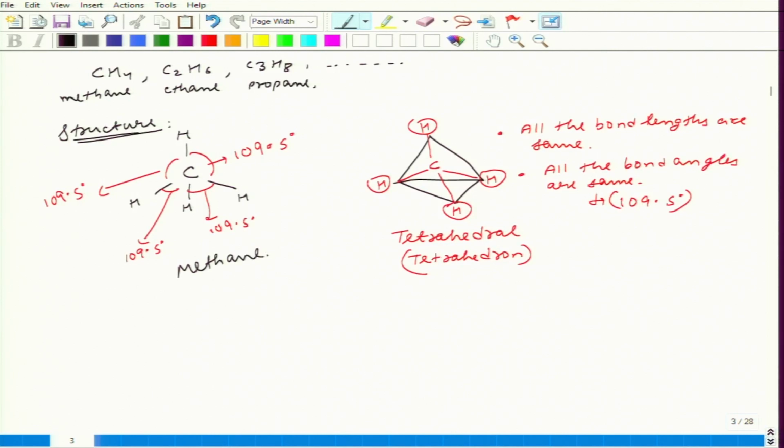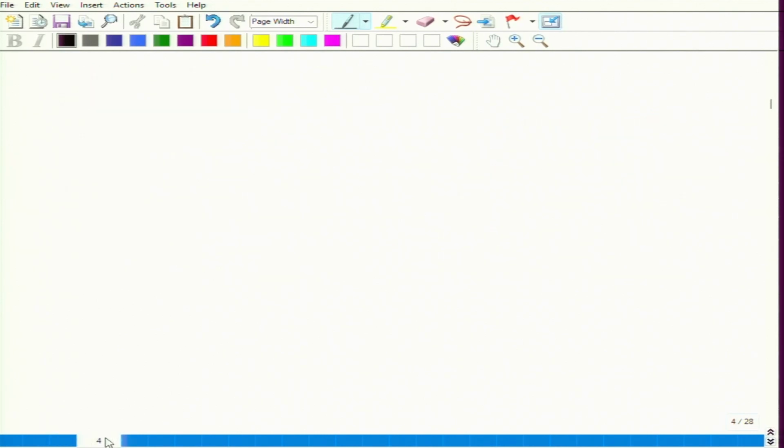Now, if we talk about the structure of the higher members of the series, let's say the structure of an ethane molecule. That means C2H6. So this, as we talk about, is a carbon-carbon single bond, with hydrogens attached. What was the difference between the structure of methane and ethane? There is one C-C bond which was not there in the methane molecule.